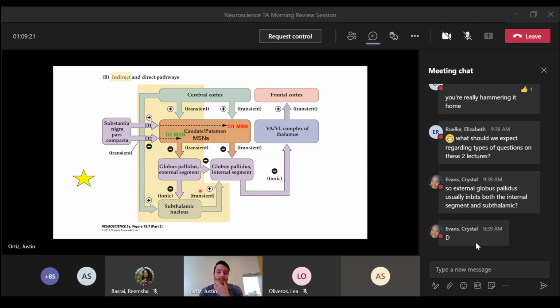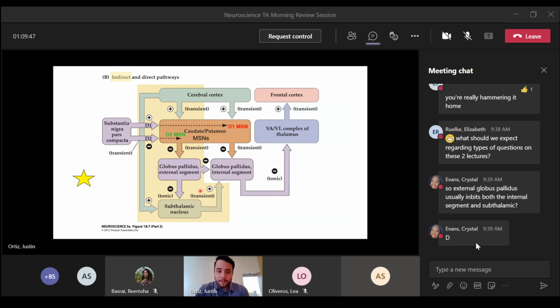What type of questions? I would say he can ask you questions on the pathways, right? Understanding the pathways, what activates what, et cetera. He can ask you about deficiencies, such as what type of pathway Parkinson's takes, what type of pathway Huntington's takes. I would say those are the types of questions in regards to the basal ganglia, right?